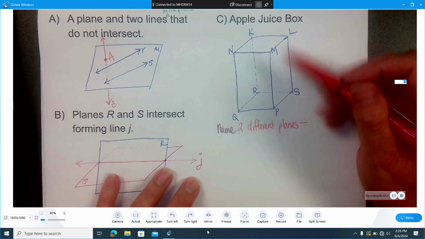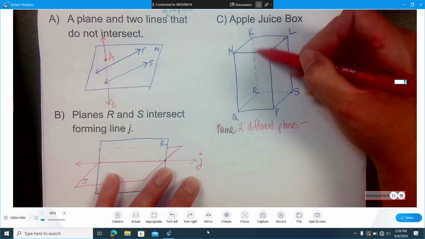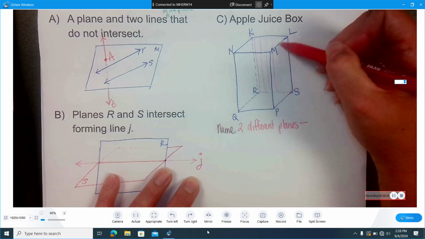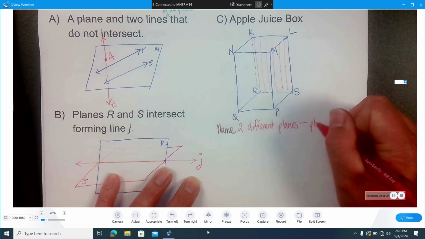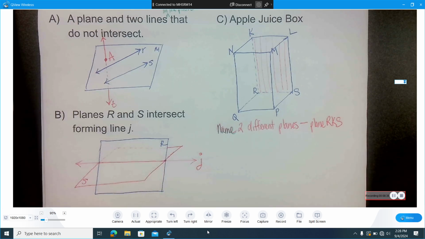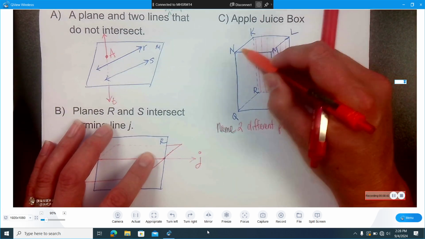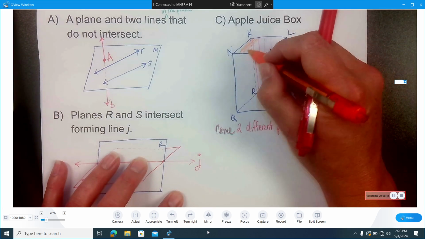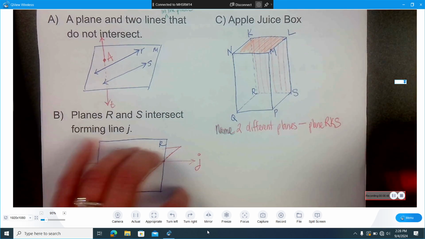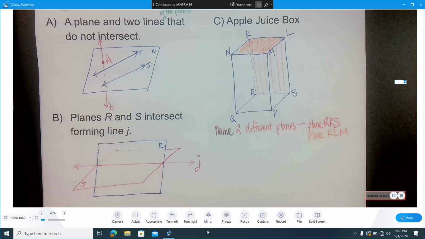RPS. RKS. Okay, RKS. That's this back wall of our box. So plane RKS. What's another plane? KLM. That's on top there. Yeah, KLM is the top of the box. A little shading there. Plane KLM. Very good. You only need three points to name a plane, so those are great.